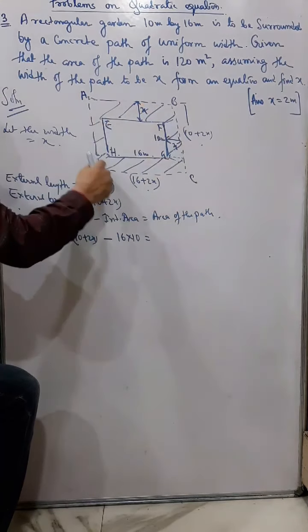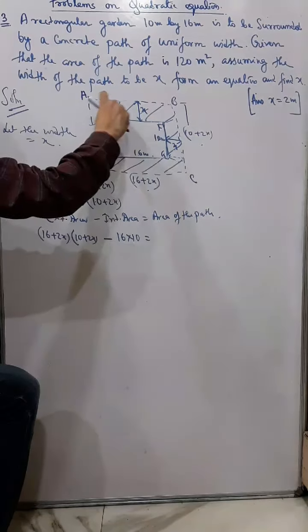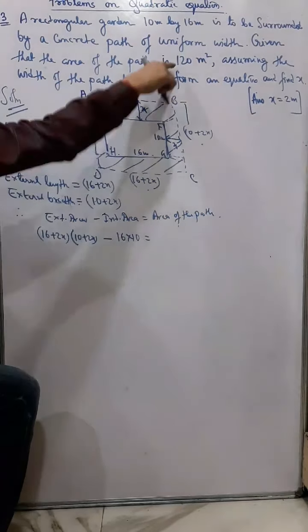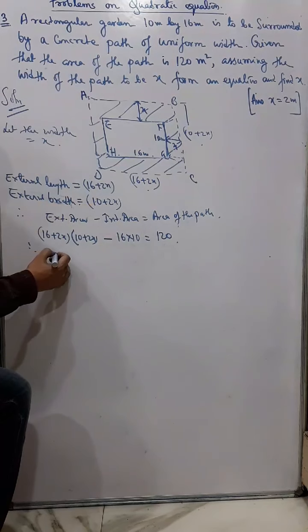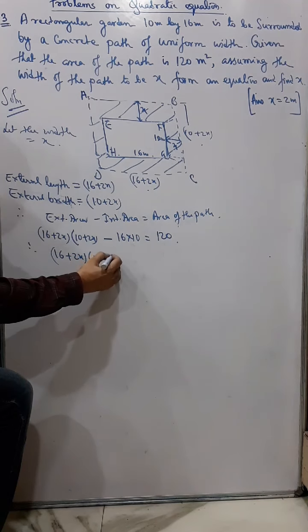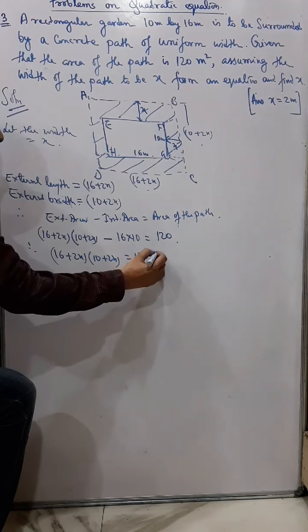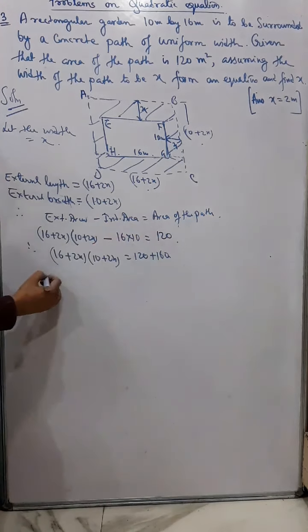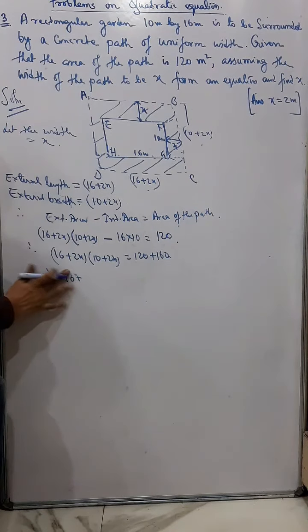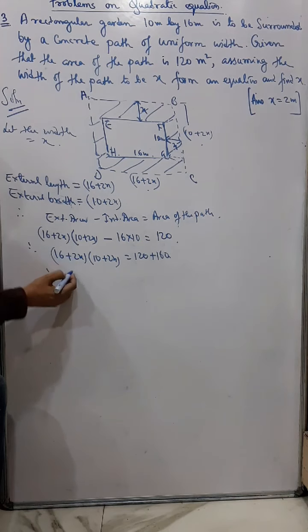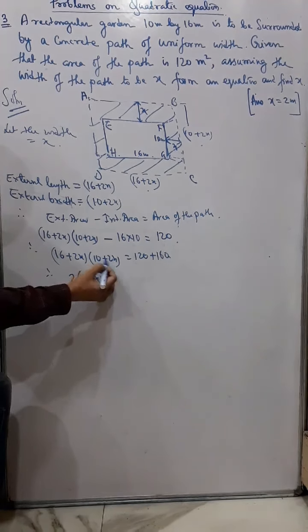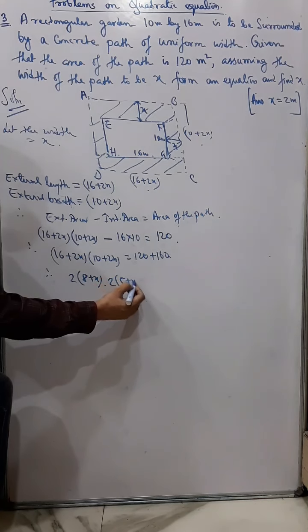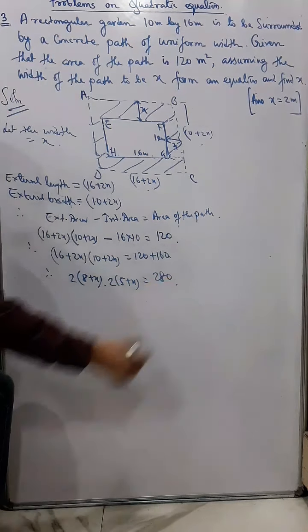So from external area, if you subtract internal area, you get the area of the path, and that area of the path is given how much? 120. So from here we can get the equation, 16 plus 2x and then 10 plus 2x. This will become 120 plus 160. 160 goes there. Again 16. Now you can see here that you can take 2 common here. So you can take 2 common, you get 8 plus x. You can take another 2 common here. You get 5 plus x. And that will be equal to 280.